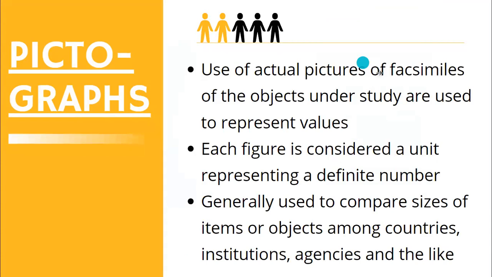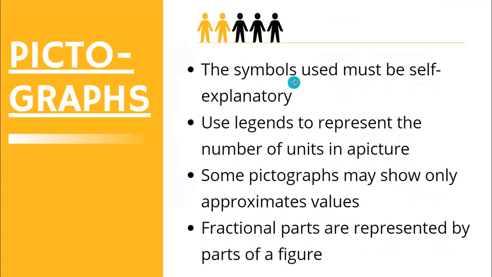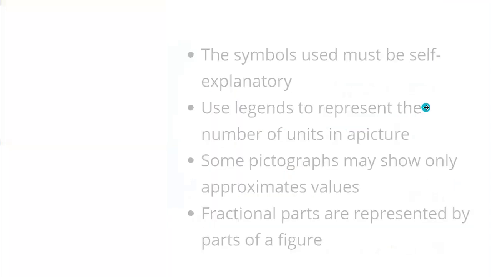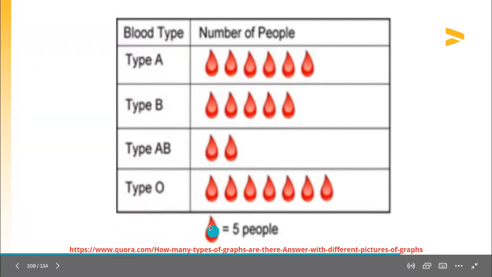So we use actual pictures of the objects under study. The symbols used must be self-explanatory, and this may also show fractional values. For example, we have here blood drops. The number of blood drops here refers to the number of people who are type A, type B, and type AB, and each blood drop is represented by 5 people. However, what's wrong with this graph is that it doesn't have a title. It should have a title.